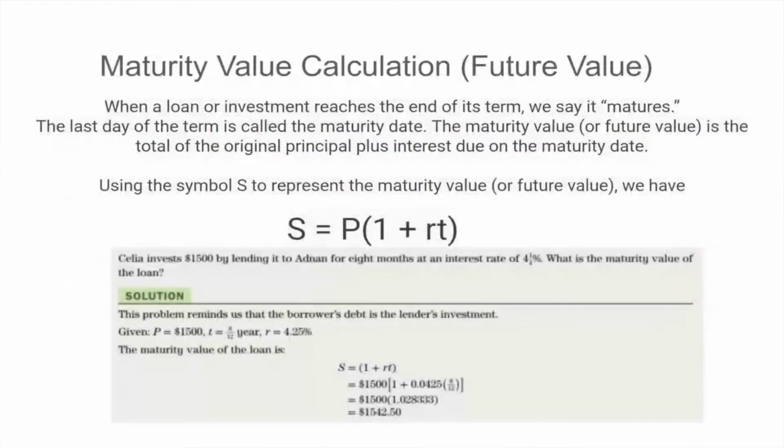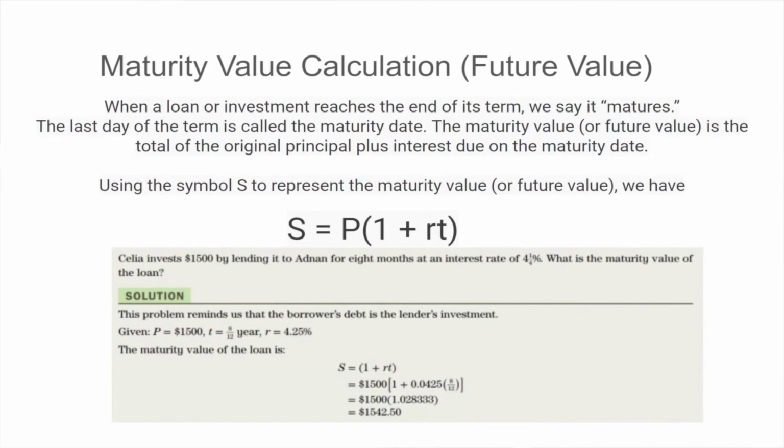Sometimes, instead of the word future value, we use the word maturity value. They both mean exactly the same thing. So there's no difference between future value and maturity value. It's synonymous. So effectively, we have to ask, how can we quickly and easily calculate the future value of something? Well, when a loan or investment reaches the end of its term, it is said to mature. And the last day of the term is called the maturity date.